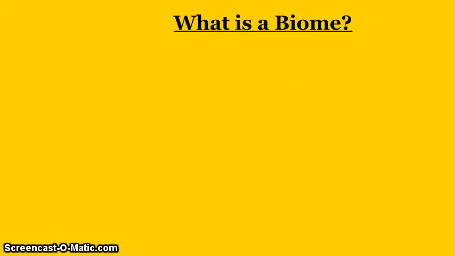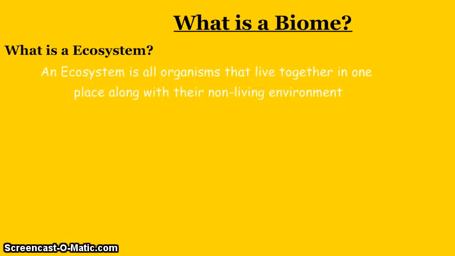Before we can talk about a biome, we actually have to know what an ecosystem is. An ecosystem is all the organisms that live together in one place along with their non-living environment. So it's the biotic factors living with the abiotic factors, or maybe you look at it as the abiotic dictating what the biotic looks like in a specific area and how they interact. That's what an ecosystem is. So it's the smaller places on Earth where organisms live together with their non-living environment.